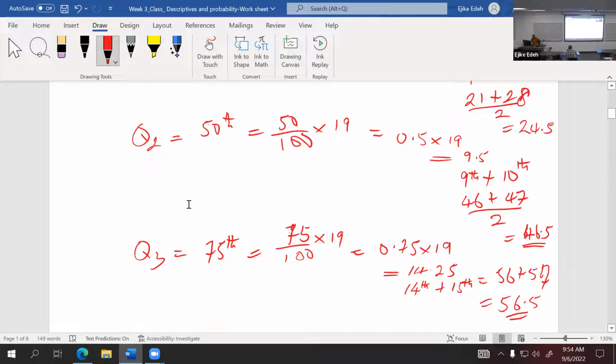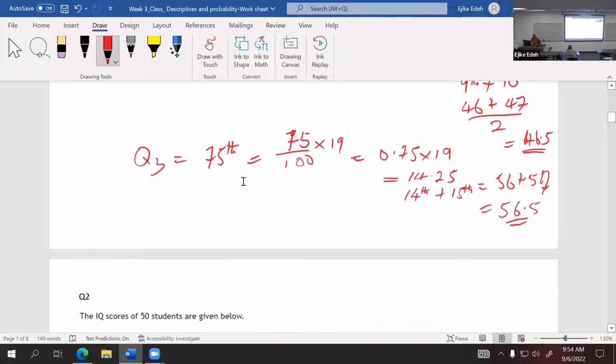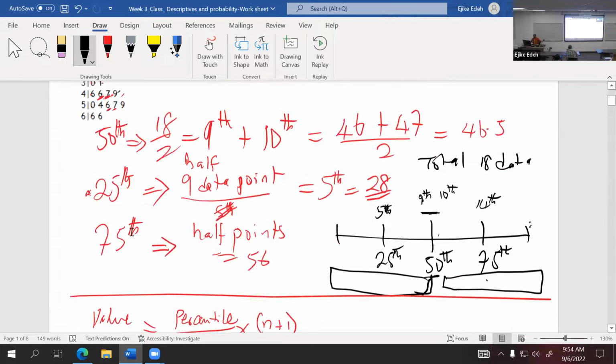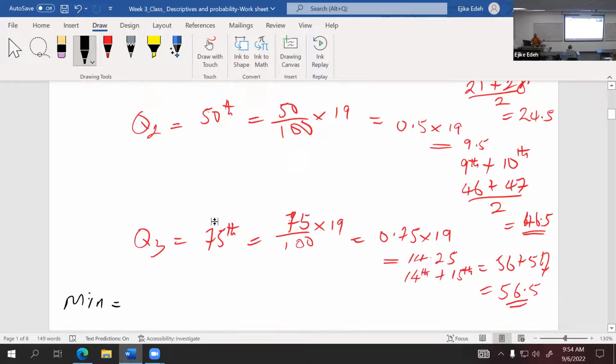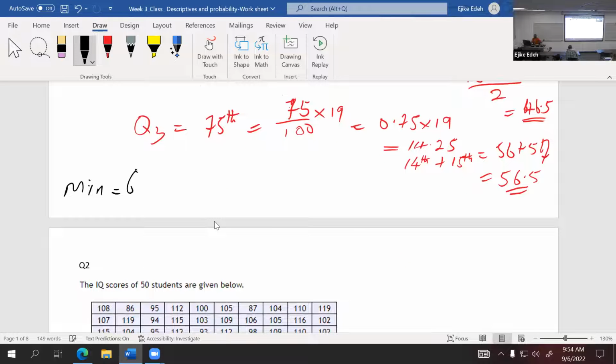Okay. So if we compare these two answers, so the minimum here will remain the same. It's not in question. The minimum and maximum will remain 10 and 66, isn't it? The minimum will remain 10. Let me write the maximum. The maximum will remain 66. But look at Q1, Q2, and Q3.